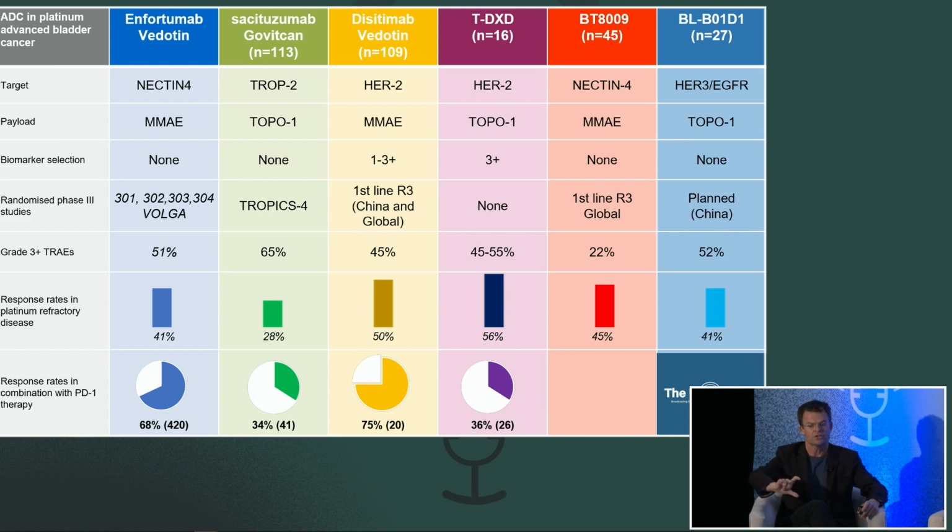TDXD is HER2 and topoisomerase 1. And these two drugs on the far right-hand side, I think those are the two least mature drugs. The first one is BT8009. It's called the bicycle drug because it has a different technology from the other drugs. And then BLB01D1, that agent is a HER3 EGFR Topo1 ADC presented at ESMO just recently, only data out of China available to us.